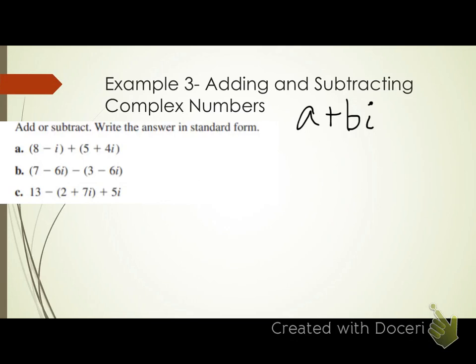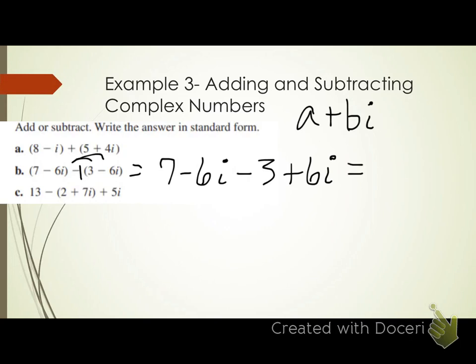Letter B. I've got 7 minus 6i minus 3 minus 6i. I've got a negative there in front of one of my sets of parentheses. What do you think I need to do with that negative? Distribute. It's like a negative 1 times my parentheses, correct? Is my first set of parentheses going to change at all? No, so I can drop those parentheses. But I've got to distribute this negative to this other set of parentheses. Everyone okay with that concept? So it's negative 1 times 3. Negative 3. What's negative 1 times negative 6i? Positive 6i, correct?